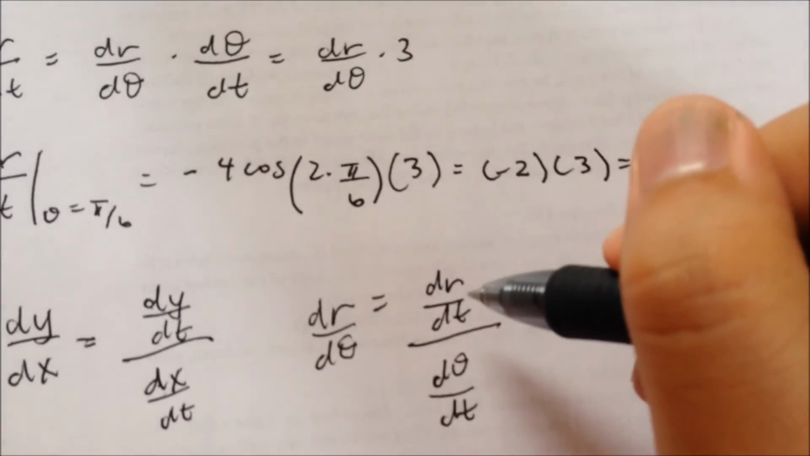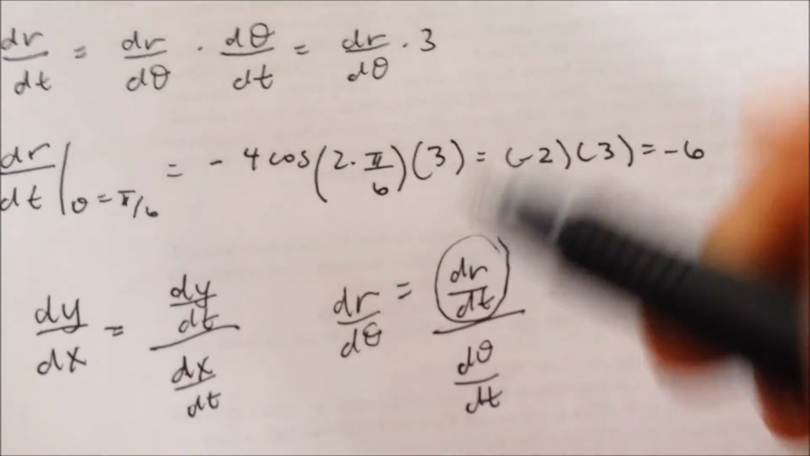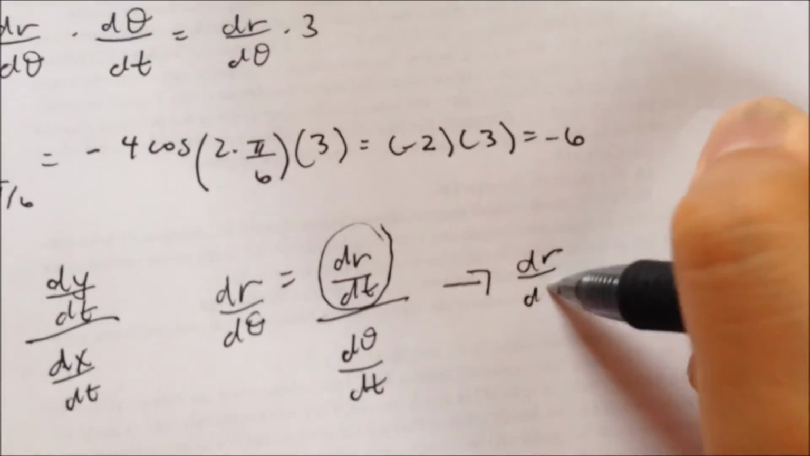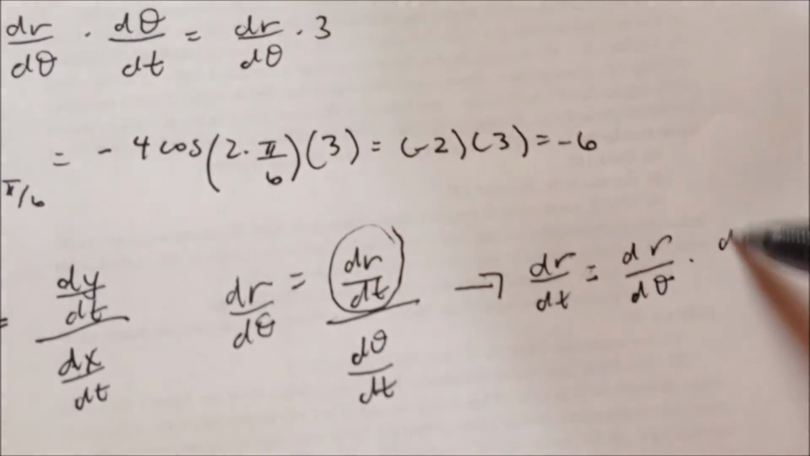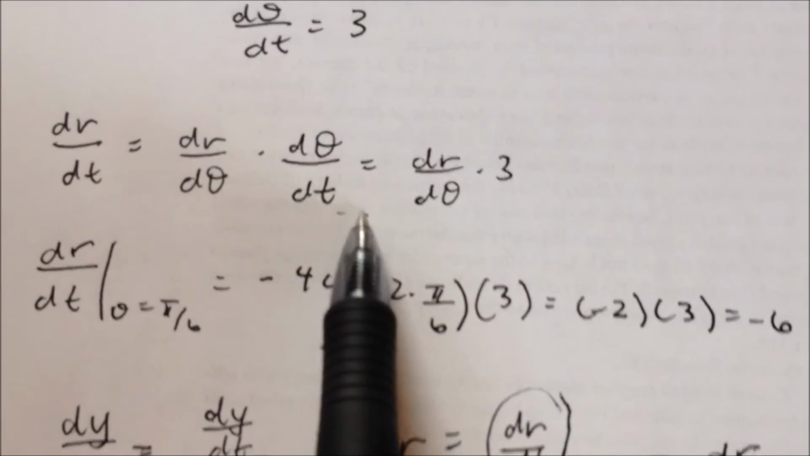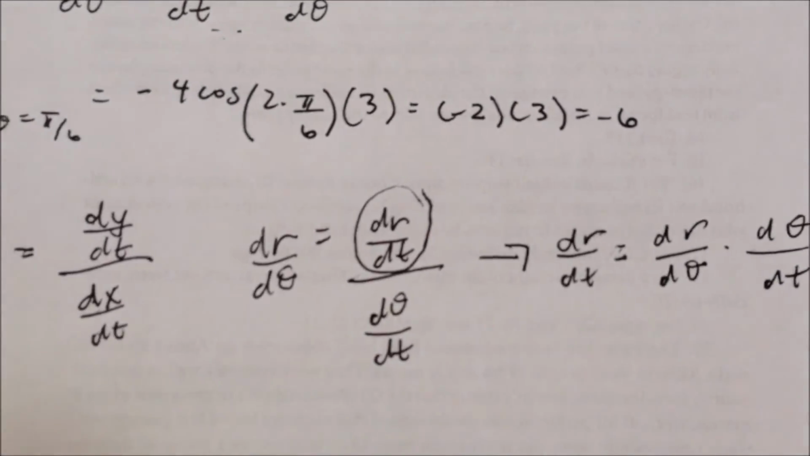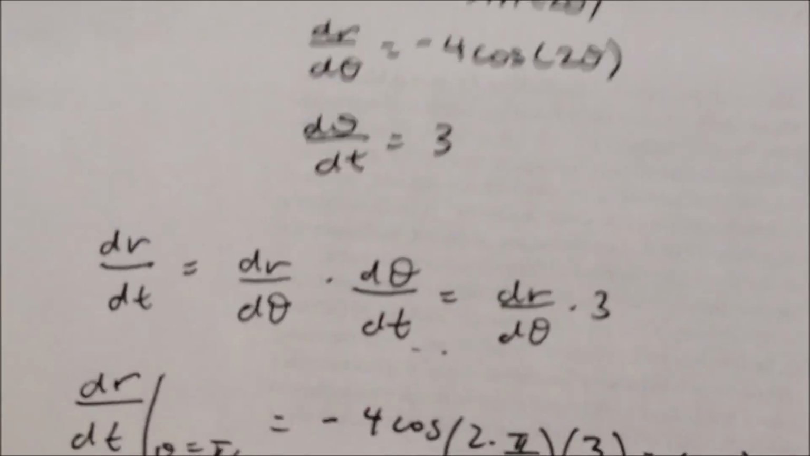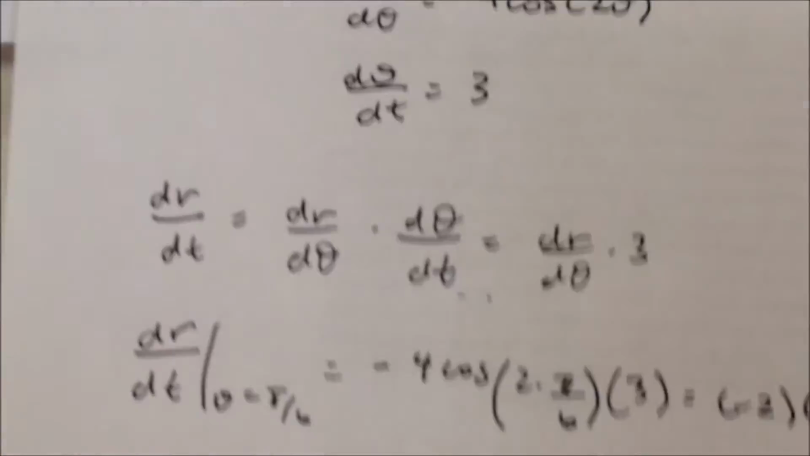And then, since we want to find what dr over dt is, we can just multiply these two together, and that gives us that dr over dt is equal to dr over d theta times d theta over dt. And that gives us the exact same thing that we had here. So if this is an easier way for you to understand it, just sort of parametrically, then go for it. And if not, you can just sort of think about it in this whole cross-multiplying type of way, and both work fine.